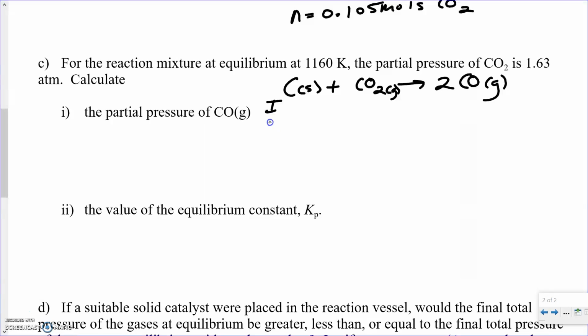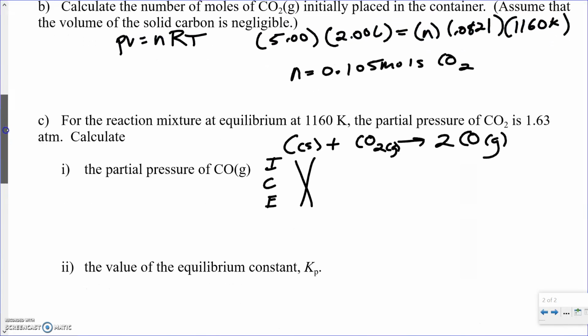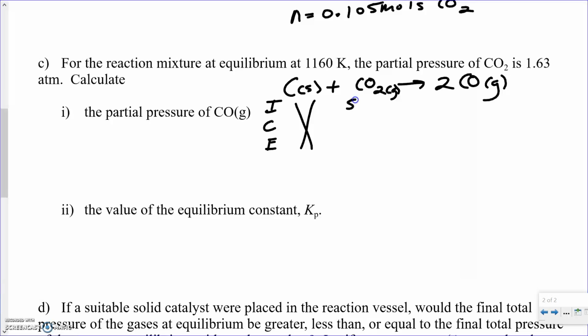So ICE, remember initial, change, equilibrium. We don't care about the solid because we don't ever care about solids at equilibrium. We only care about gases and aqueous solutions. We're told initially our pressure of carbon dioxide is 5.00. We got that from the original table, 0 here, which means we automatically know it's shifting towards our products, and that's going to be 2x. So we end up with 5.00 minus x and 2x.